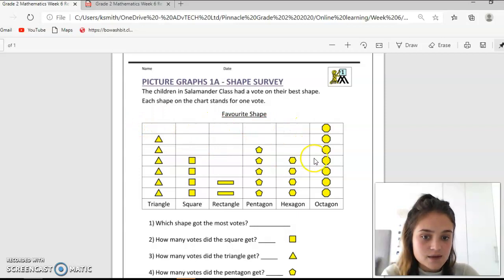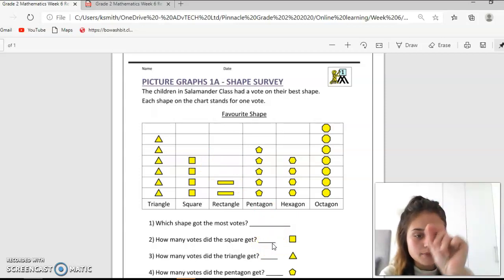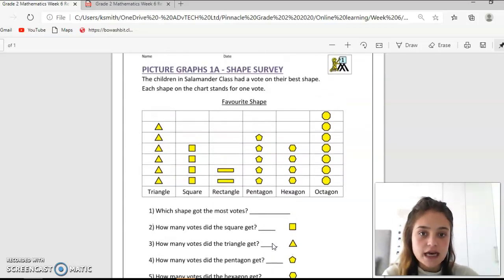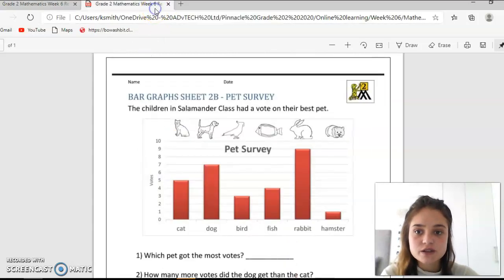Can you see that? So over here on this line, next to number 1, you would write octagon, and the spelling is all there. And then how many votes did the square get? And the square, then you look for square, and you say, okay, let's count. 1, 2, 3, 4 votes, and you put the symbol, not the number name, just the symbol, number 4, you draw it. Okay, so that's how you're going to answer that one, and that's your pictograph.